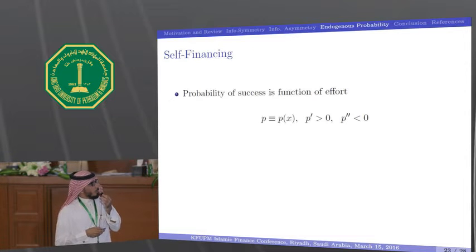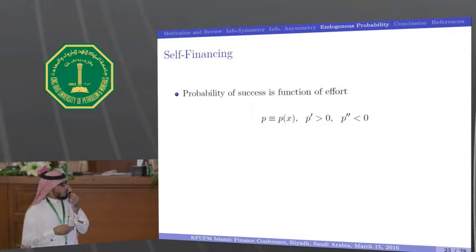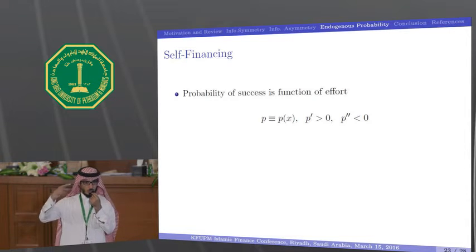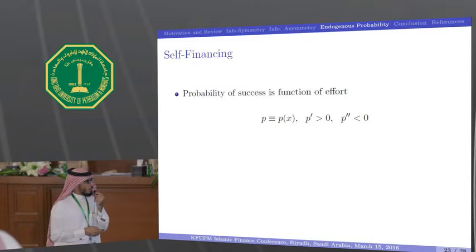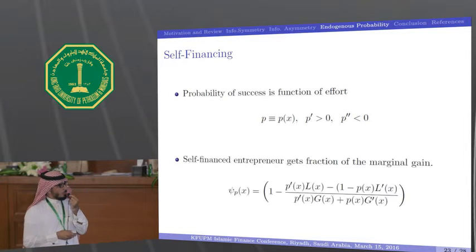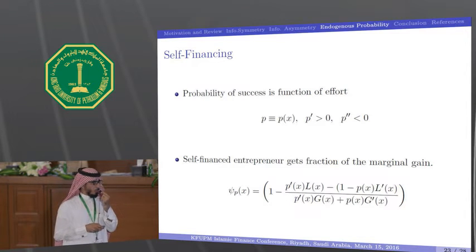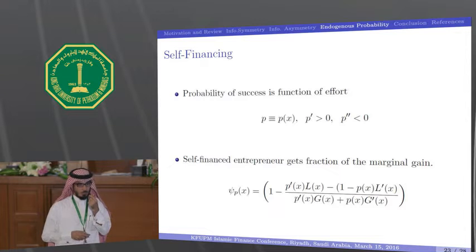Self-financing. Now we are trying to study the situation where the probability is endogenous, in terms that the effort will affect the probability of success and the probability of failure. In this case, the self-financed entrepreneur gets a fraction of the marginal return, which is this one. So again, he is a self-financed entrepreneur, though he gets only a fraction of the marginal return.